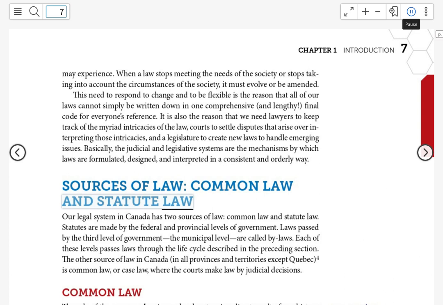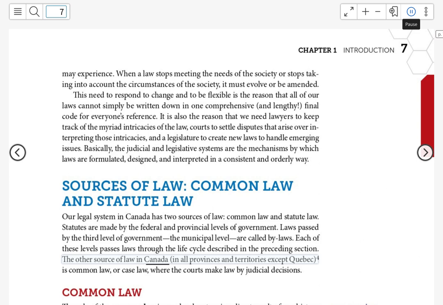Sources of law. Common law and statute law. Our legal system in Canada has two sources of law: common law and statute law. Statutes are made by the federal and provincial levels of government. Laws passed by the third level of government, the municipal level, are called bylaws. Each of these levels passes laws through the life cycle described in the preceding section.